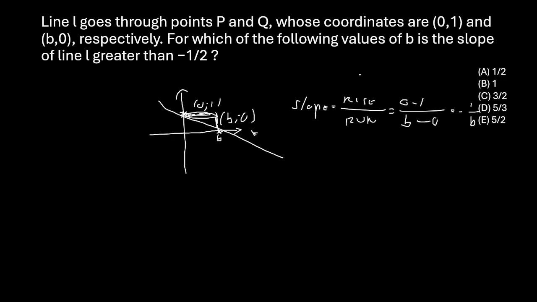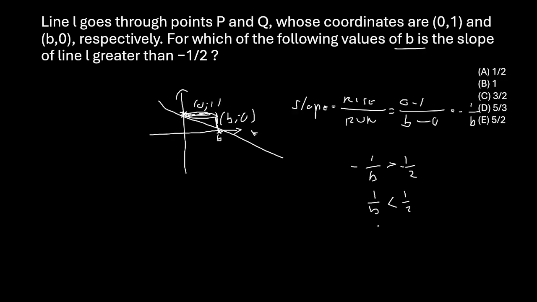Okay, we are interested in the value b when the slope of the line L is greater than minus 1 over 2. We can simply solve this algebraically. So minus 1 over b is greater than minus 1 over 2. We multiply by negative 1, and don't forget, if we multiply by negative 1, we switch the inequality. So 1 over b is less than 2.